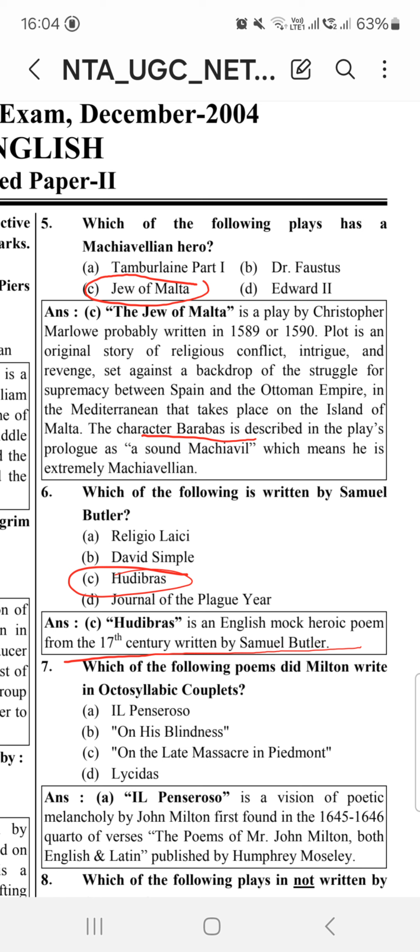Question 7th, which of the following poems did Milton write in octosyllabic couplets? Which poems did Milton write in his octosyllabic couplets? The answer is L'Allegro and Il Penseroso, and the poems of Mr. John Milton, both English and Latin, were published by Humphrey Moseley.